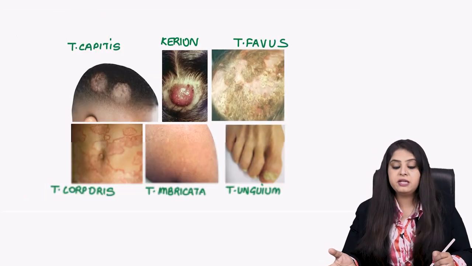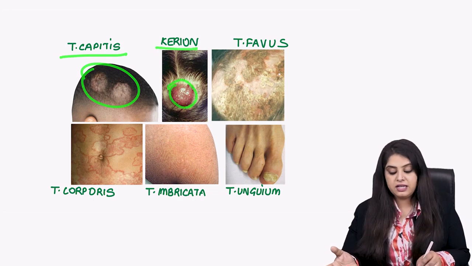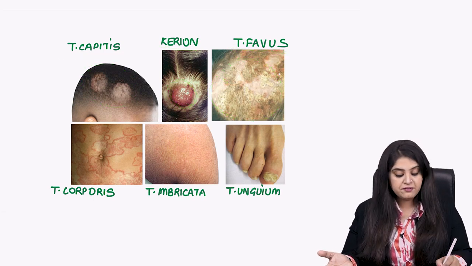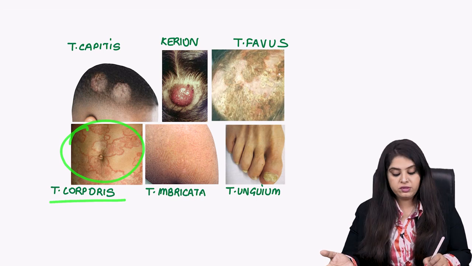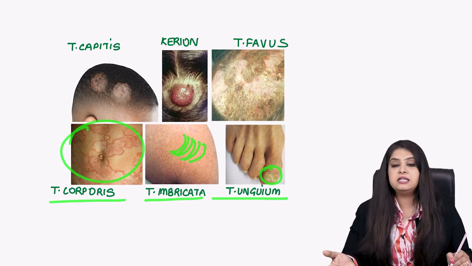If you want to revise the pictures, if it occurs on the scalp, it is capitis. If it's a boggy swelling, it is kerion. If it's got crusts and flakes, it is tinea favus or scutula. If it occurs on the trunk, that is known as corporis. If they are concentric, that is known as imbricata. And if it is on the nail, it is tinea unguum.